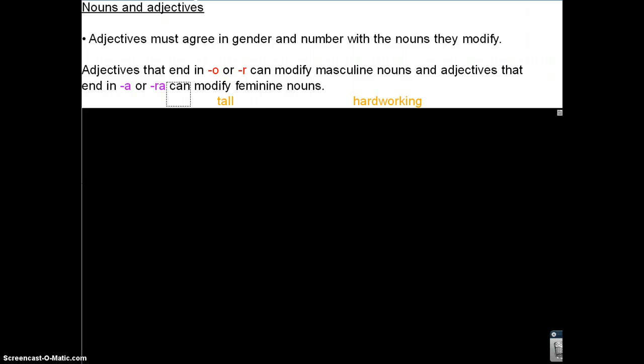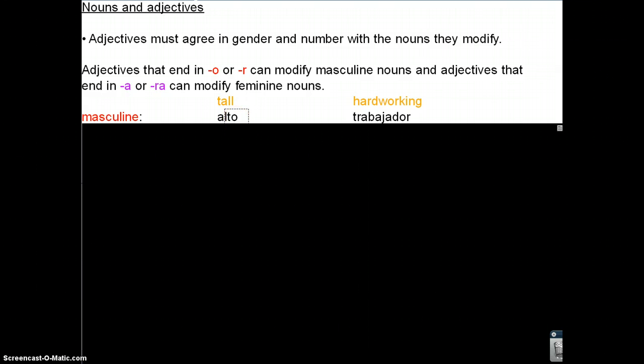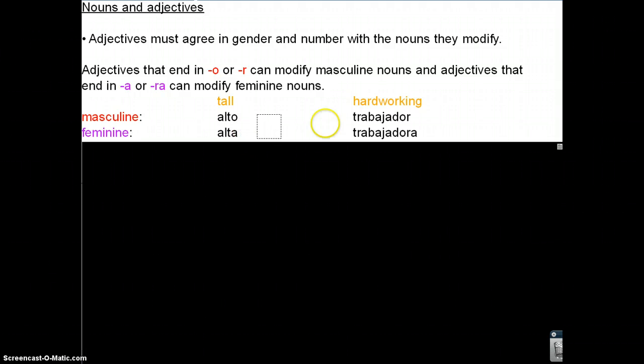If I want to say that a boy is tall, I would say, for example, John es alto. If I want to say a boy is hardworking, I would say John es trabajador. This ends in an o, so it can describe John, and this ends in an r, so it can describe John as well. But if I wanted to say instead that Anna is tall, I would say Ana es alta. And if I wanted to say that Anna is hardworking, I would have to say Ana es trabajadora and make both of those feminine.